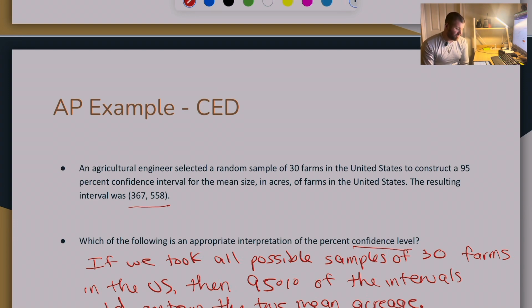So if we took all possible samples of 30 farms, and notice I specified the sample size, then 95% of those intervals would contain the true mean.